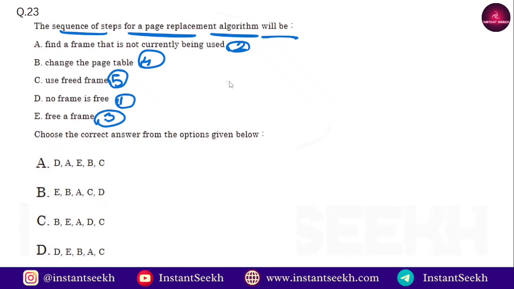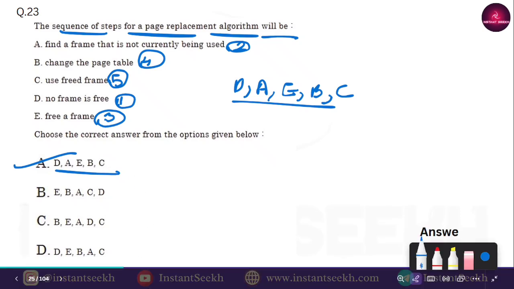So the correct sequence will be: first, no frame is free, that is option number D. Next, find a frame that is not currently being used; even though it is not free, it is not being currently used. Next, free that particular frame, that is option number E. After that, change the page table, option B, and at last use the freed frame, that is your option C. So this is the correct sequence of steps involved in a page replacement algorithm. So your answer A is your correct answer for this particular question.